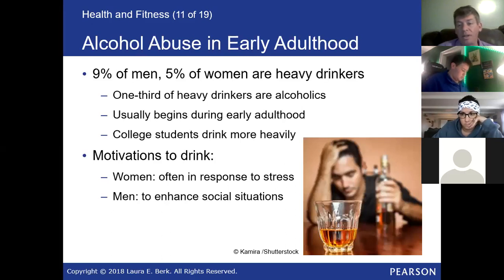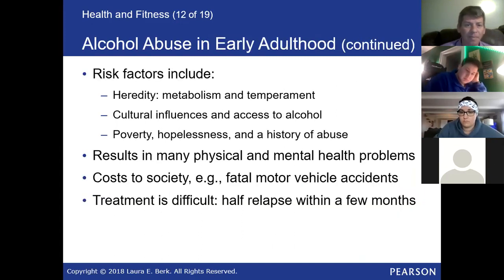Alcohol abuse in early adulthood: 9% of men, 5% of women are heavy drinkers. One third of heavy drinkers are alcoholics or, you know, alcohol abusers. This usually begins during early adulthood. College students drink more heavily than non college students. What are the motivations to drink? Women, it's often in response to stress. Men, to enhance social situations. We're having a kegger, we're having a bonfire, we're having a party.